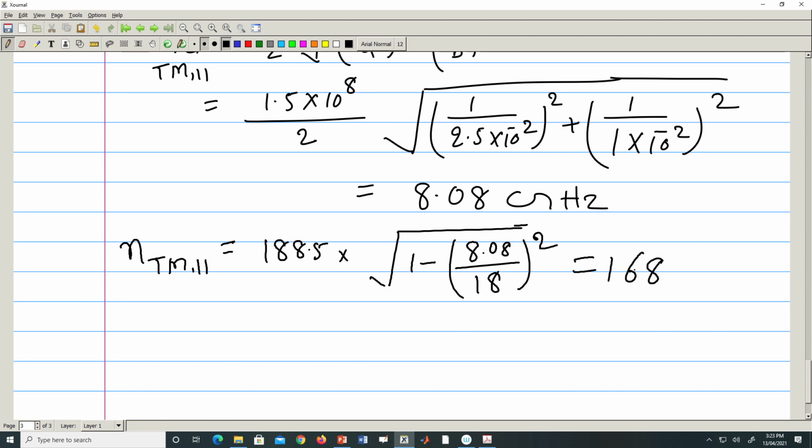Now, we can go to the next problem. So, what is the wave impedance for the TE10 and TM11 mode of propagation?